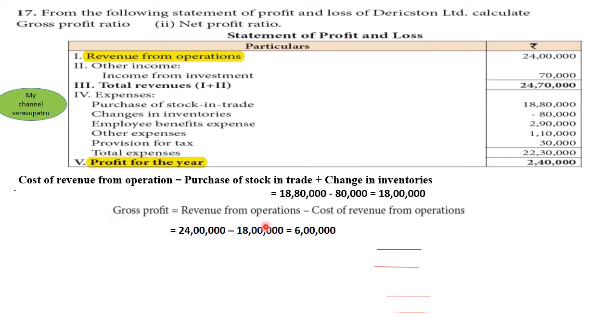Gross profit is equal to revenue from operation minus cost of revenue from operation. Revenue from operation is 24 lakhs minus cost of revenue from operation we found here, 18 lakhs. 24 lakhs minus 18 lakhs is equal to 6 lakhs.